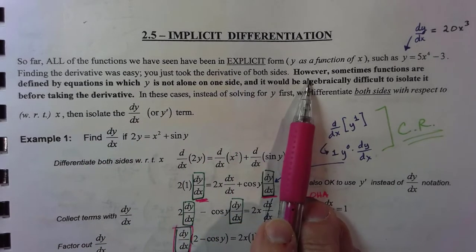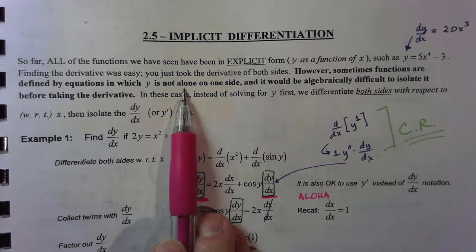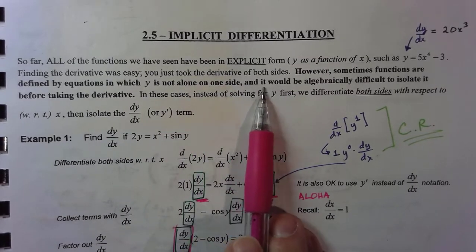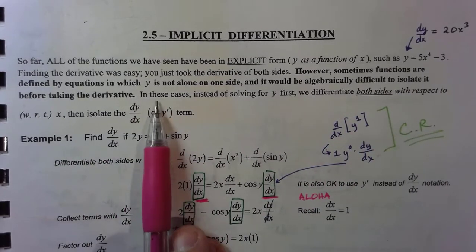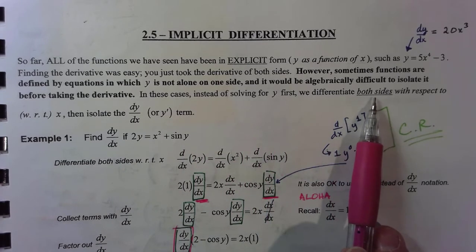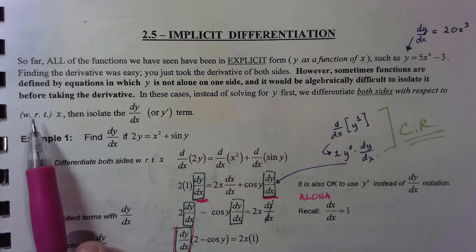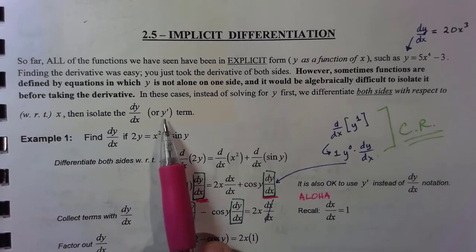You just took the derivative of both sides. However, sometimes functions are defined by equations in which y is not alone on one side, and it would be algebraically difficult to isolate it before taking the derivative. In these cases, instead of solving for y first, we differentiate both sides with respect to x, then isolate the dy/dx or y prime term.